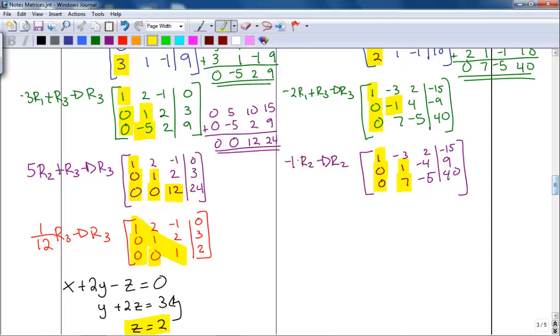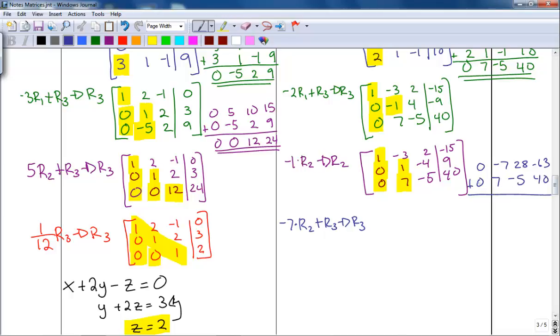Well, what row operation could I use there? I could multiply row 2 by -7 and add it to row 3. So -7 times the second row plus the third row is going to give me a new third row. So let's do that on the side. If I multiply row 2 by -7, 0 times -7 is 0. 1 times -7, -7. 4 times -7, +28. 9 times -7, -63. And adding that to row 3 of 0, 7, -5, and 40.